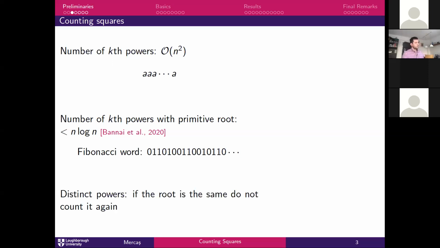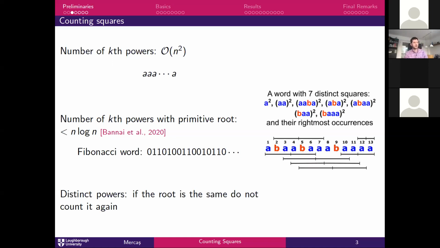Then the problem we are actually interested in is counting distinct powers. So what you want is, once you have counted a square for a certain root, if that square appears again in the word, you just ignore it. So if we take, I don't know, I copy pasted it from somewhere.